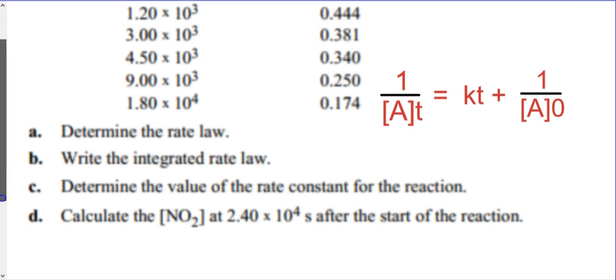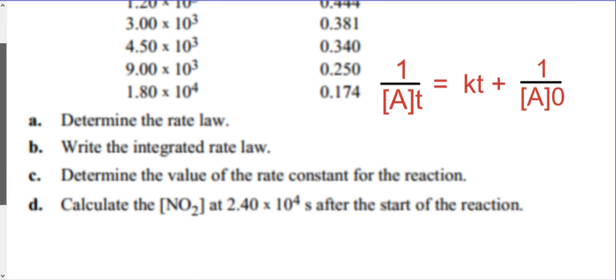We're going to determine the rate law. I'm sorry, this is so blurry. Write the integrated rate law. Determine the value of the rate constant. And then calculate the concentration of NO2 at 2.4 times 10 to the 4 seconds.